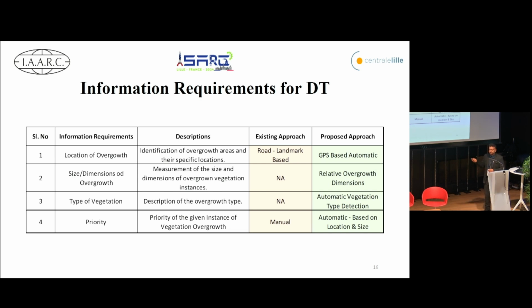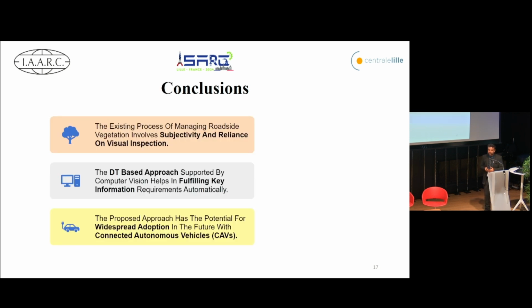Automatic vegetation type detection, so that the algorithm detects whether it is a grass, shrub, tree, or anything else. And priority, based on the location as well as the size, we can give automatic priority for the maintenance team to go and clear it. So our conclusions are that the existing process depends on a lot of subjectivity and reliance.